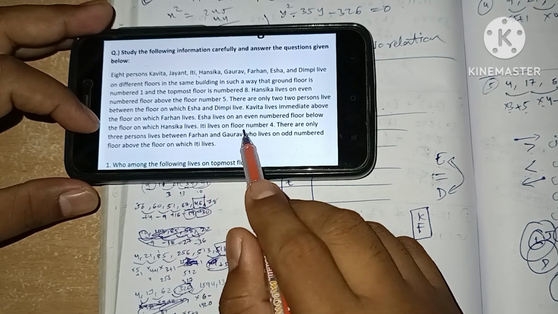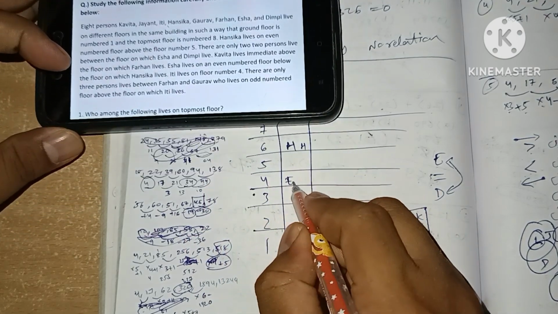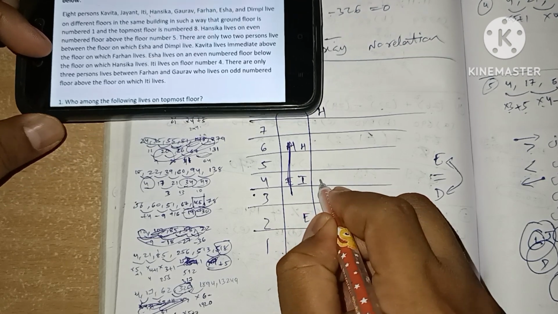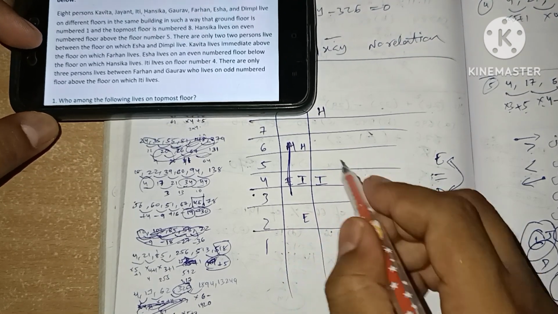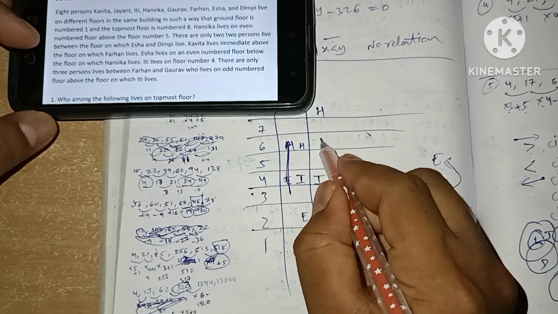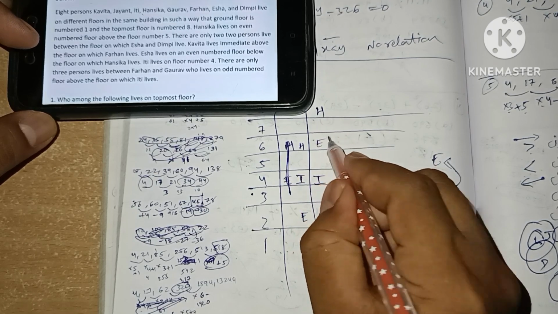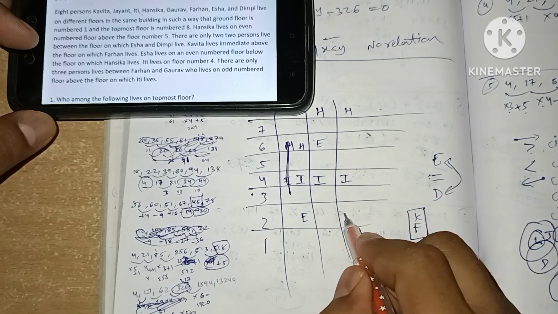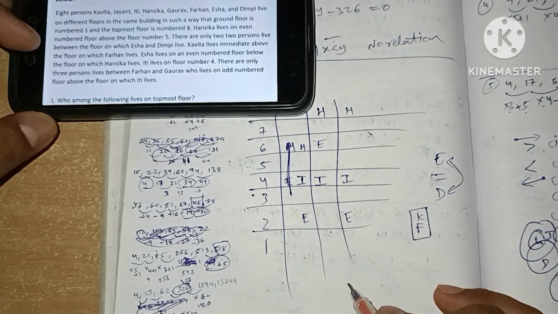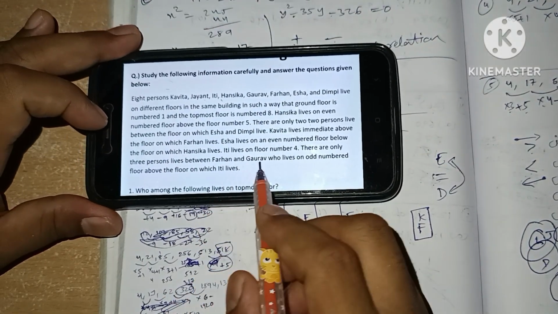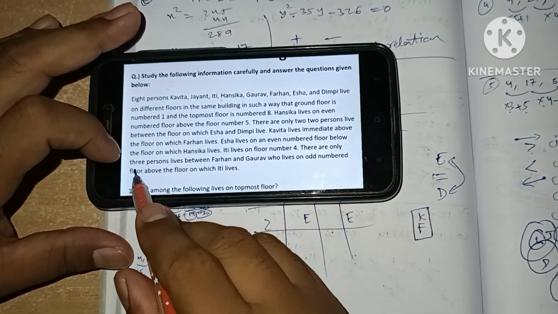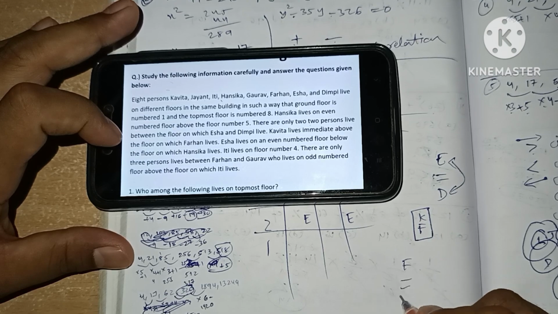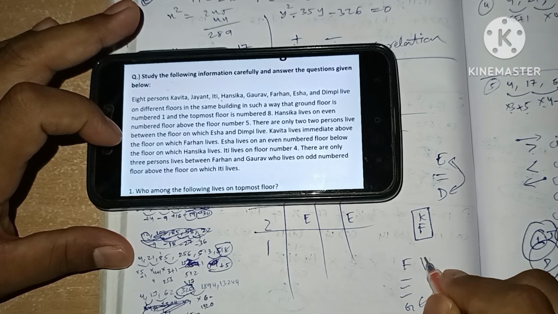ET lives on floor number 4, which means this case fails. Now E can be placed below H on an even number, either this one or H, I, and this. So we got 3 possibilities. Next, there are only 3 persons living between F and G.